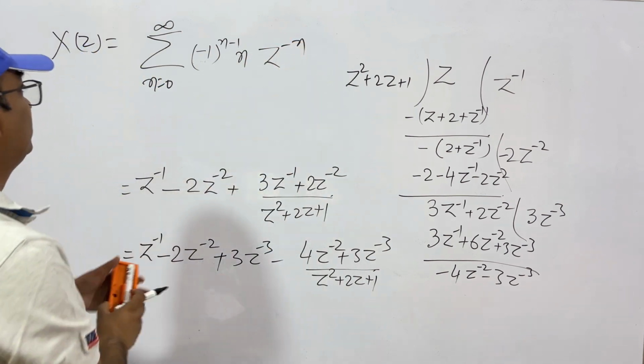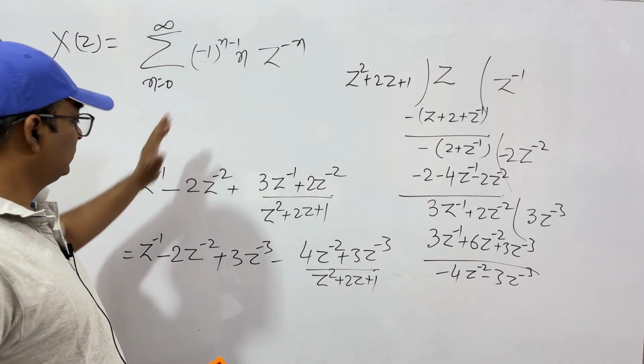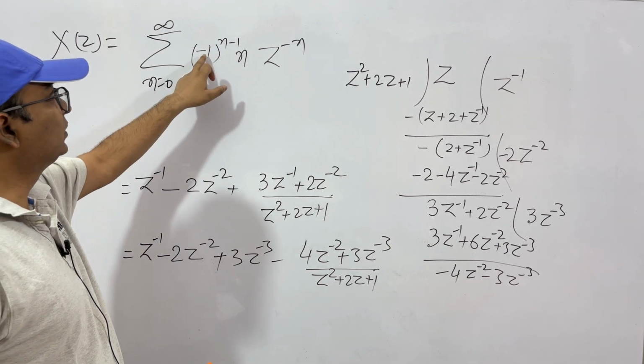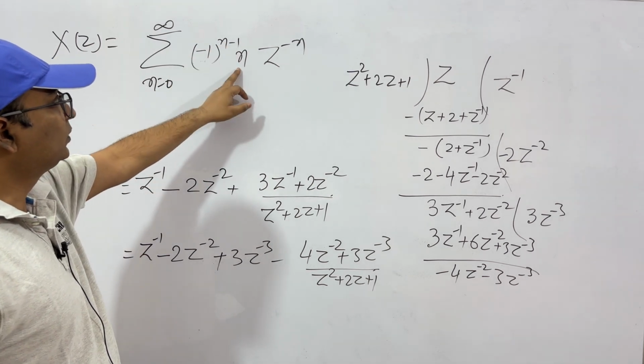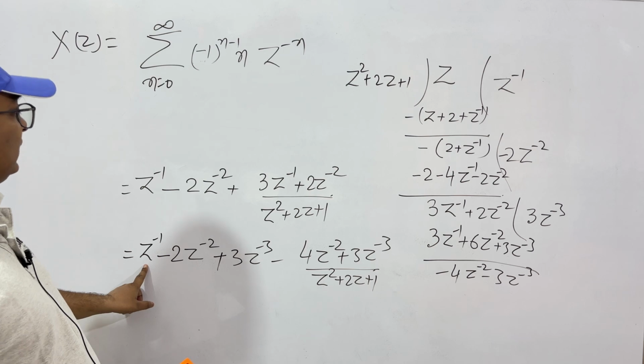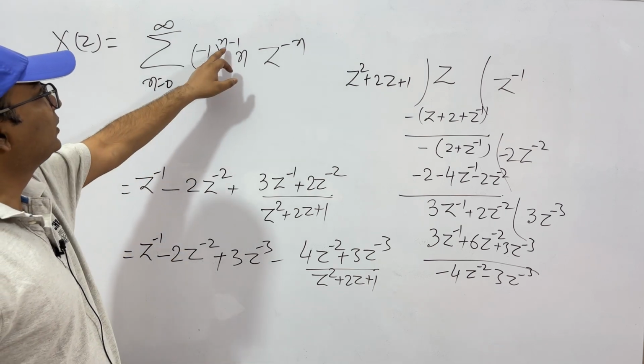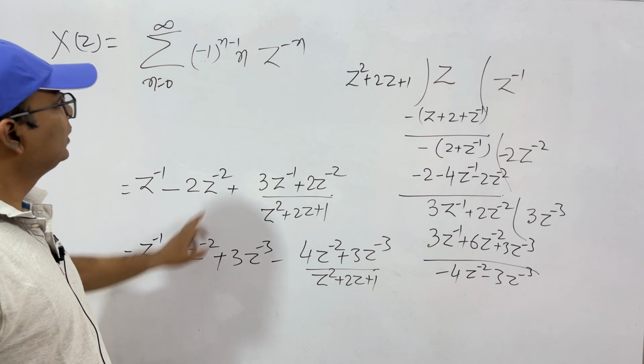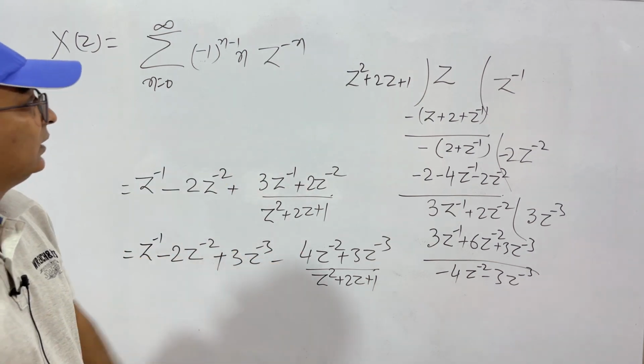Now let's see, we put n equal to 0, this is 0, so first term is 0. n equal to 1, it is 1 minus 1, 0, so minus 1 to the power 0 is 1, so 1 z minus 1, so first term we get. n equal to 2, this will be 2 minus 1, so this will be minus, so this is minus 2 z minus 2. So this is our sequence.